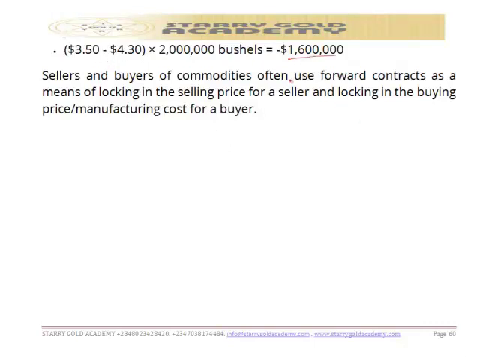So sellers and buyers of commodities often use forward contracts as a means to lock in the selling price for a seller, and lock in the buying price for the manufacturing cost for a buyer. So that is on that.